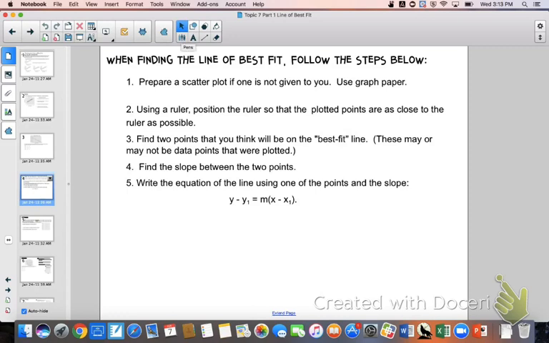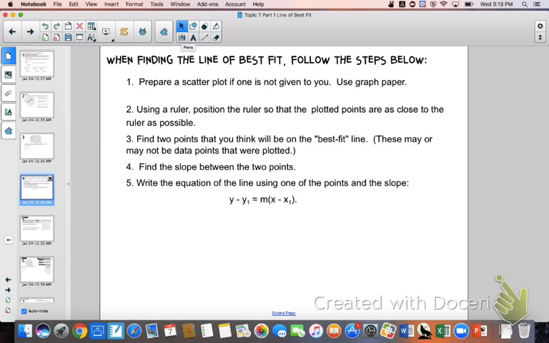Here we go. When finding the line of best fit, follow the steps below. Prepare a scatter plot if one is not given to you. Use graph paper. A lot of times you're going to make your own scatter plots, and a lot of times it's given to you, so you never know. Using a ruler, position the ruler so that the plotted points are as close to the ruler as possible.